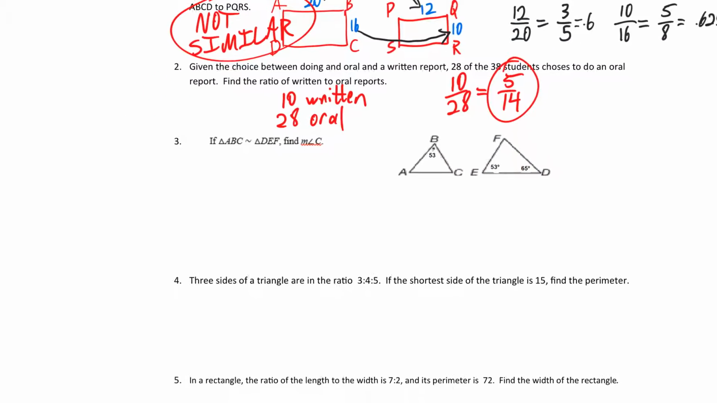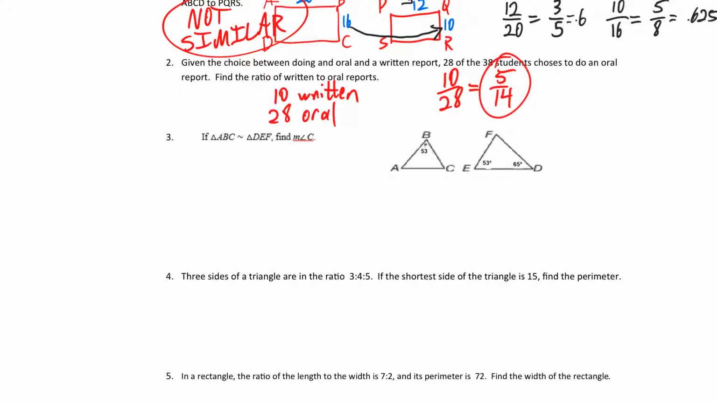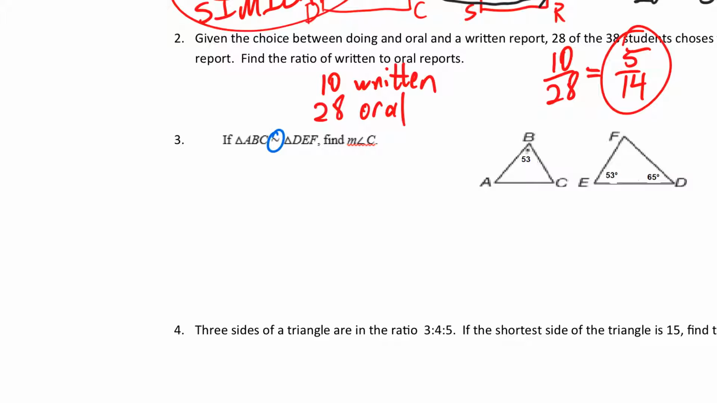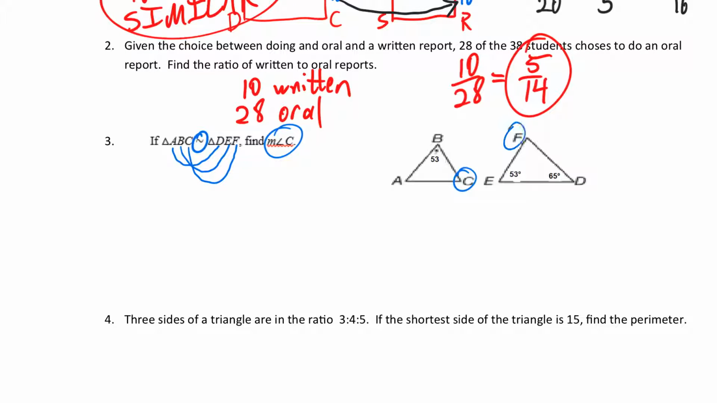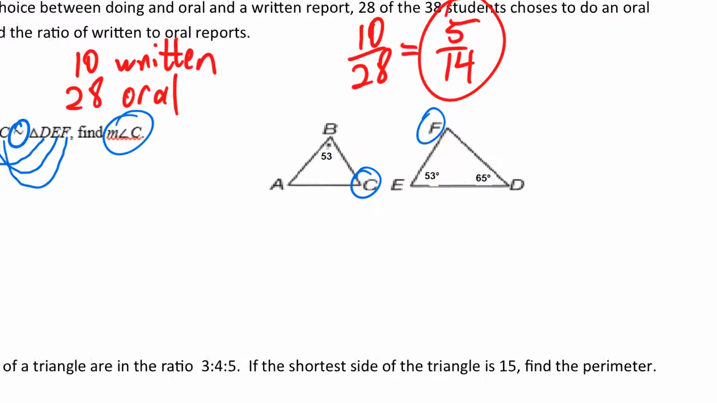Okay, next one, number 3, says if these two triangles are similar, find angle C. Now this is just like in congruence, the order matters. Angle A matches up to angle D, angle B matches up to angle E, and angle C matches up to angle F. What I'm looking for here is angle C, so C matches up to F. If I know how big angle F is, I know that angle C is the same, because when two things are similar, the angles are the same and the sides are proportional.